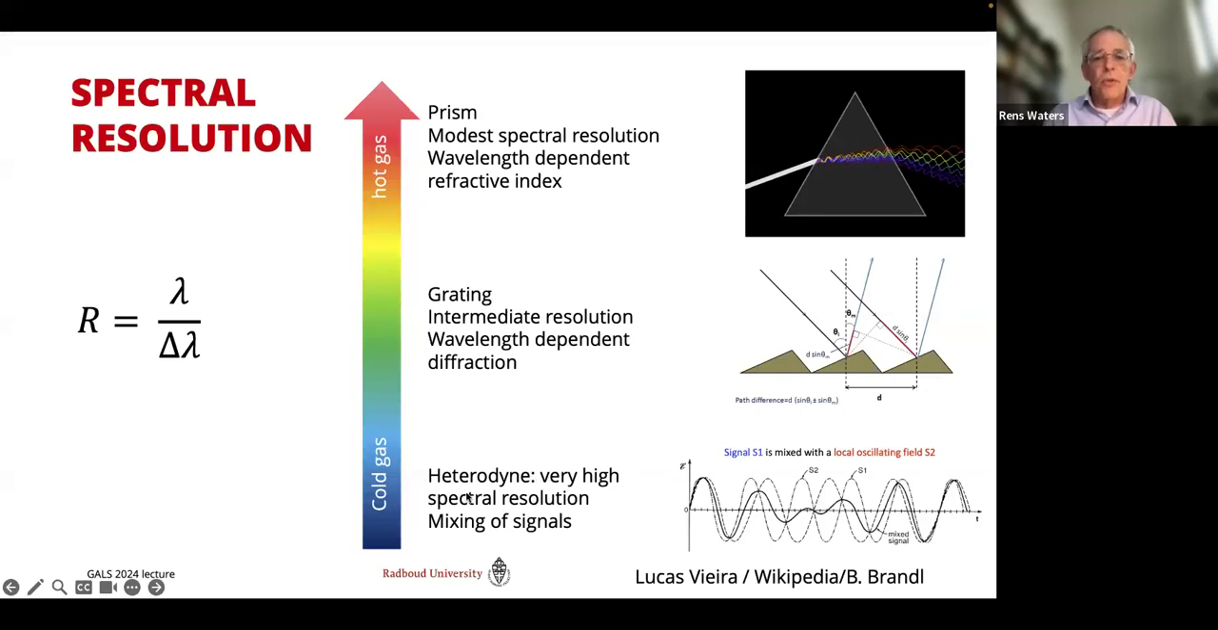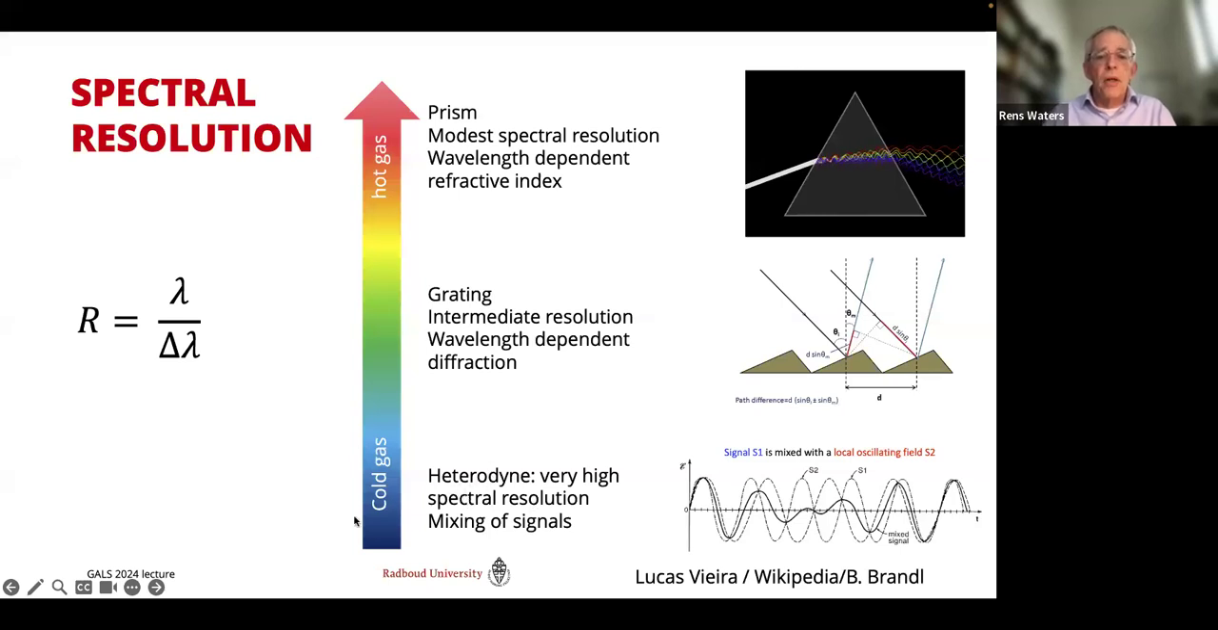And then for very high spectral resolution, there's a technique called heterodyne spectroscopy, where you mix the signal that you want to detect with a different signal, and that causes an interference signal which is at a much lower frequency than the signal you want to observe, and therefore is more easily detectable. And that offers spectral resolutions typically much better than a kilometer per second.